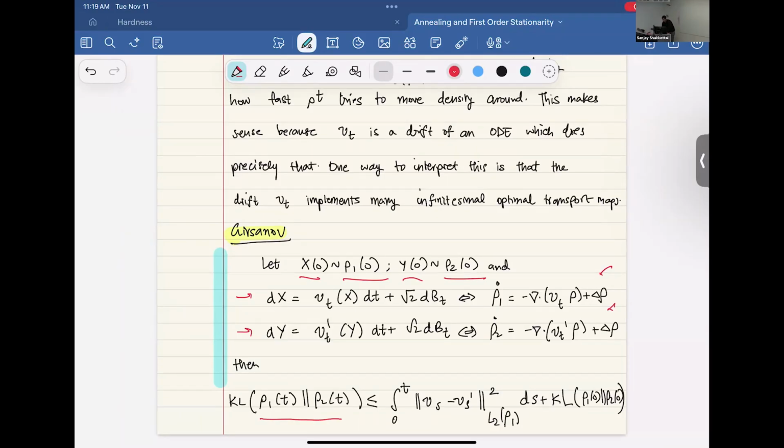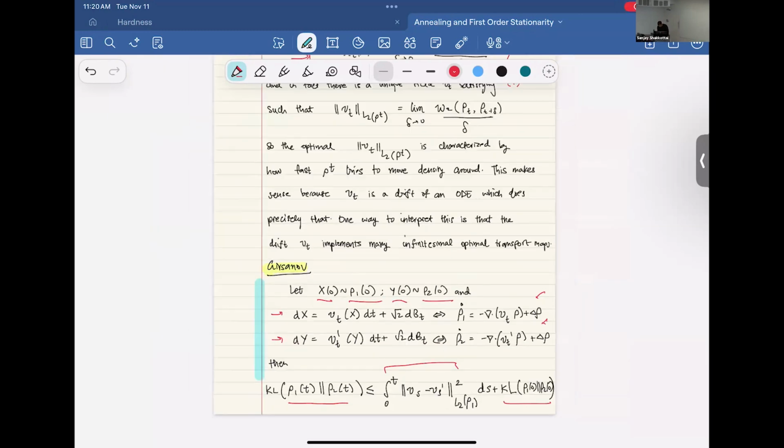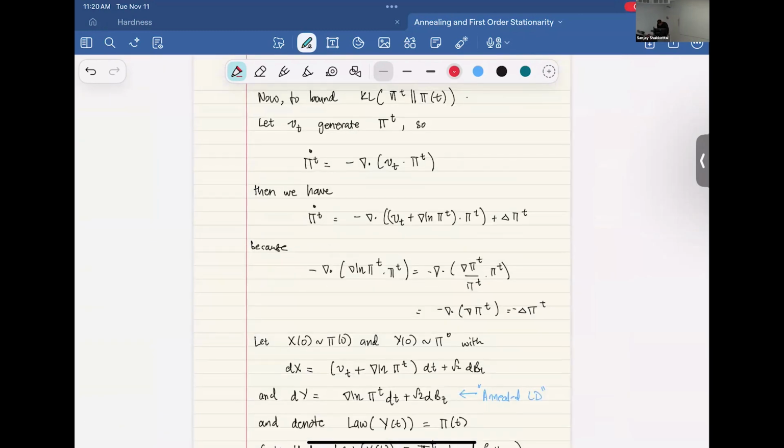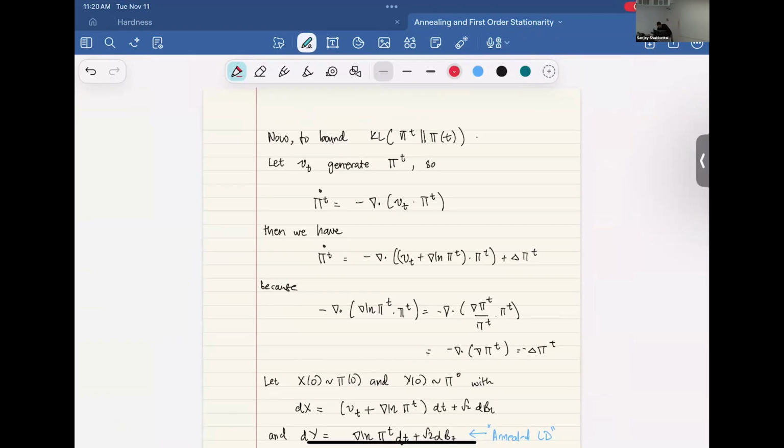the distance between them can be upper bounded in terms of one term, which is the difference in the drifts that you're using, and another term, which is a difference in the initializations that you used. All right, so this is Girsanov. We can use this to bound the term that we wanted now.